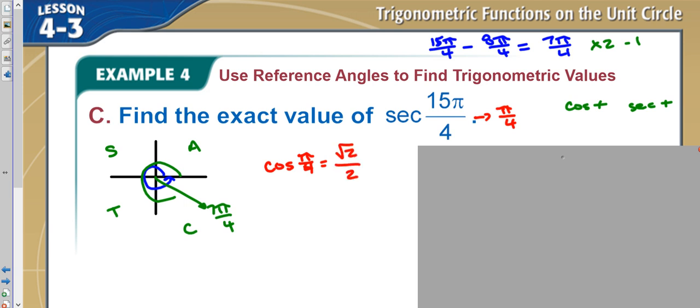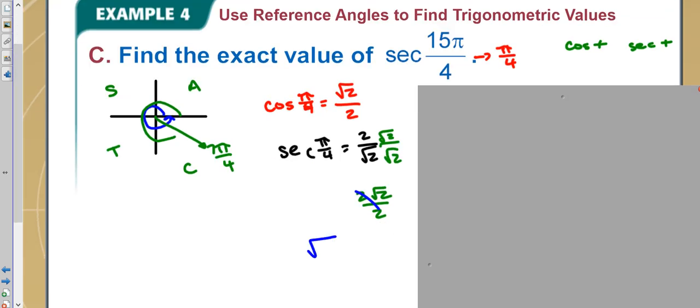And cosine's always divided by 2. Now this wants to know the secant of it, which means flip it. It's reciprocal. So secant of pi over 4 would equal 2 over the square root of 2. Now we don't leave an answer in this form, so I'm going to multiply top and bottom by square root of 2. And that would leave me with 2 square root of 2 over 2. And we can actually simplify that by crossing those out. And so my answer is actually just going to be the square root of 2.